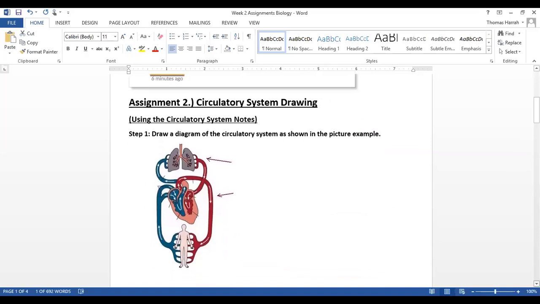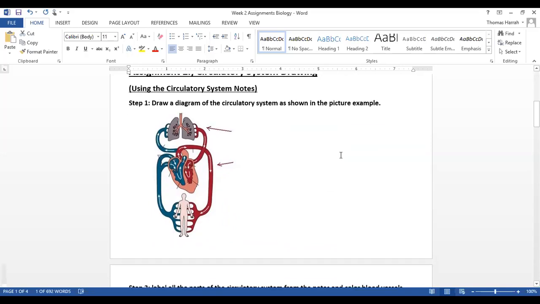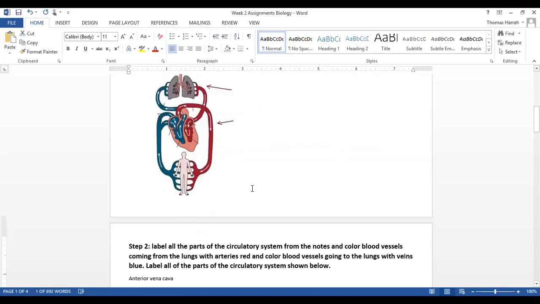Assignment 2 is the circulatory system drawing, using the circulatory system notes that I'll go over after I go over these assignments. Draw a diagram of the circulatory system as shown in the picture example. So here is the picture example. On EdsB, this example will show up at the bottom of the post. There'll be 2 or 3 little squares you can click on. If you click on one of the squares, it will be this picture here. So you're going to draw this diagram of the circulatory system.